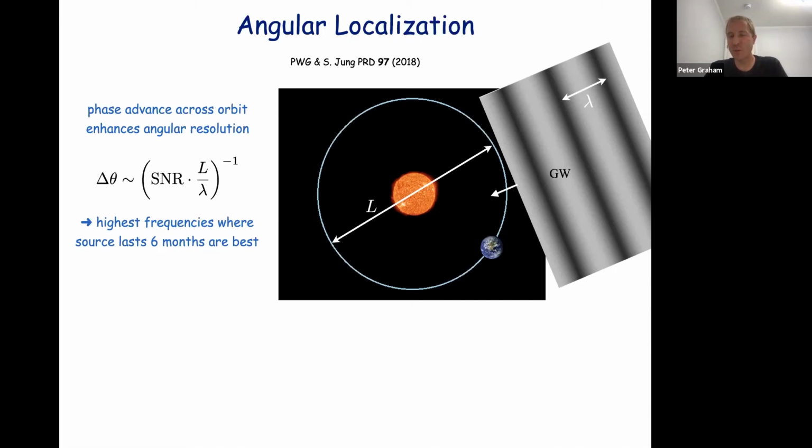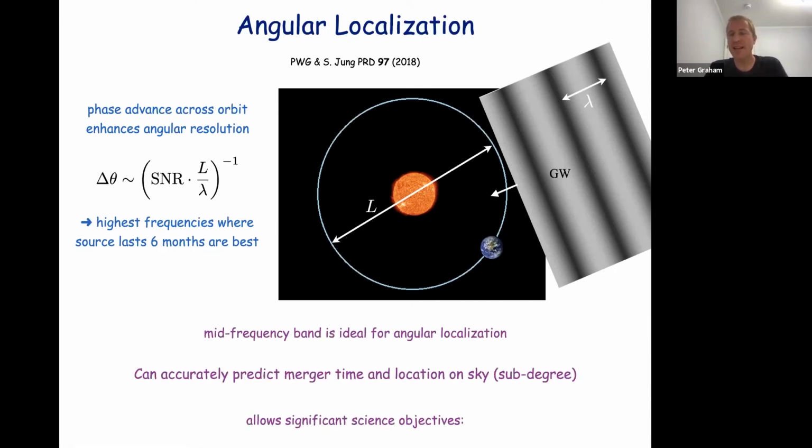This can be a huge boost. This can be excellent because in the mid-frequency band, because L is AU, the wavelengths of the gravitational waves are like light seconds or so. Remember, we're looking at about the 1 Hertz band. So this ratio can be 10 or 100 or even more. That can easily boost your angular resolution.